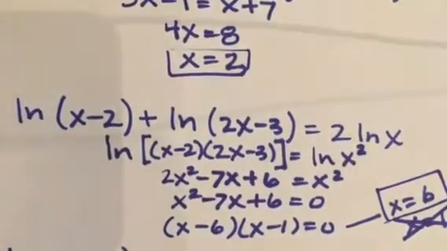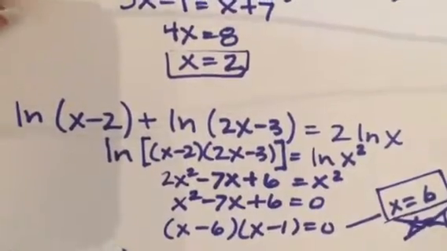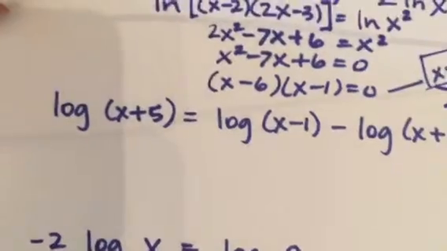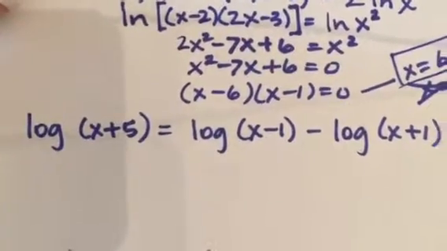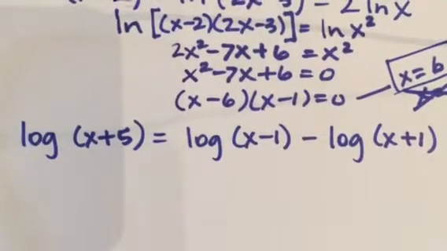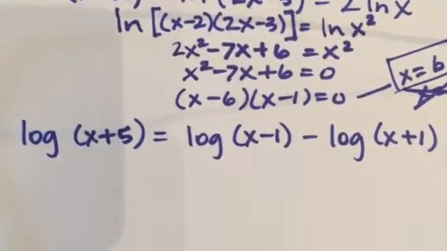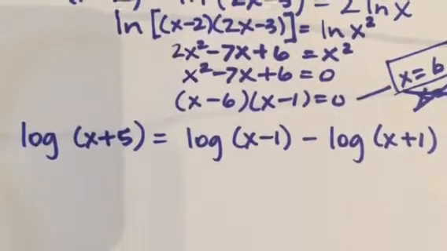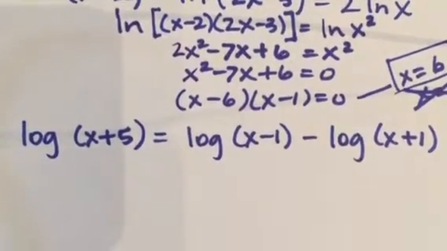All right, moving on to example 3 of 4. We have something that looks like this. Log of x plus 5 is equal to log of x minus 1 minus log of x plus 1. So we again want to combine these logarithms so I have a single log on either side of the equal sign. Left-hand side is fine. Right-hand side, let's combine it to a single logarithm.